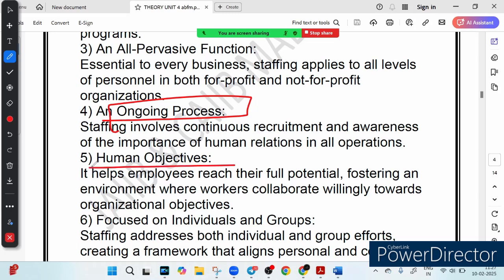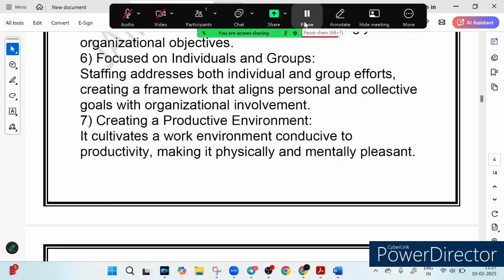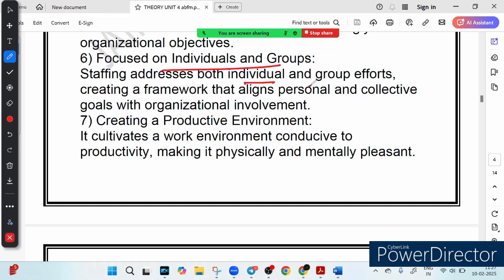The next reason is the human objective. Staffing helps employees reach their potential, ensuring they work willingly and contribute toward business success. So that is what I mean by human objective. The next is focused on individuals and groups. It is about balancing both personal effort and group effort, right, to achieve the company's goal. Then we have creating a productive environment. What does it mean? A pleasant work environment is essential. Imagine working in a space where you feel motivated. Staffing helps create that vibe, right? So that is called productive environment.